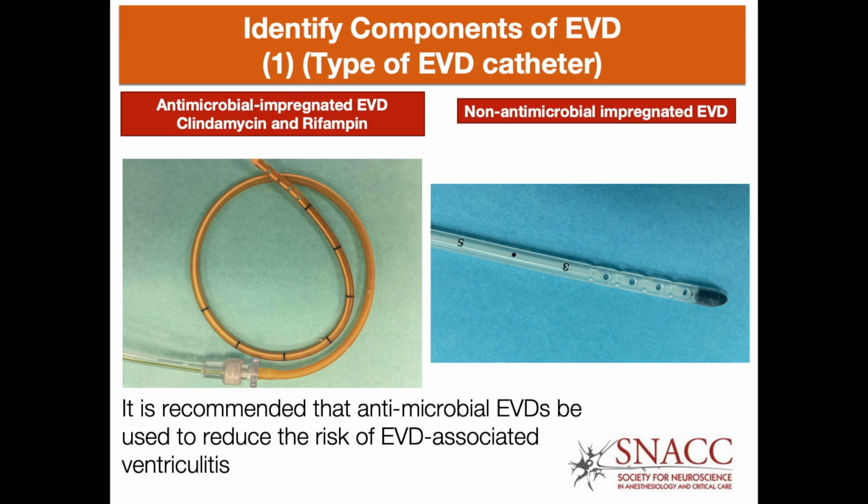There are a multitude of EVD catheters that are commercially available, and they range in size from 2.4 millimeters in outer diameter to 3.5 millimeters in outer diameter. The larger catheters are typically used for patients with intraventricular hemorrhage. There are also catheters that are impregnated with antibiotics and others that are coated with additives that prevent platelet adhesion and thrombin formation.